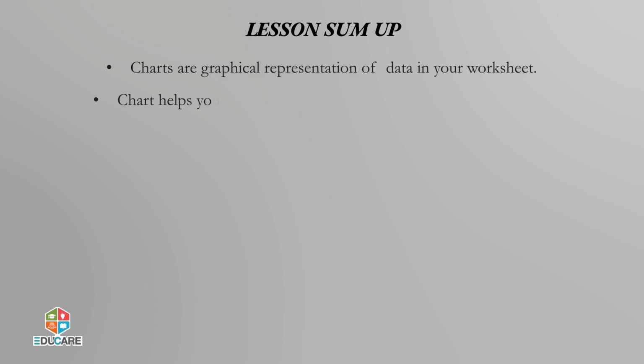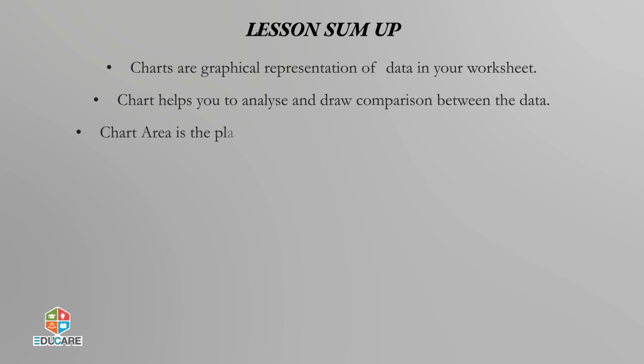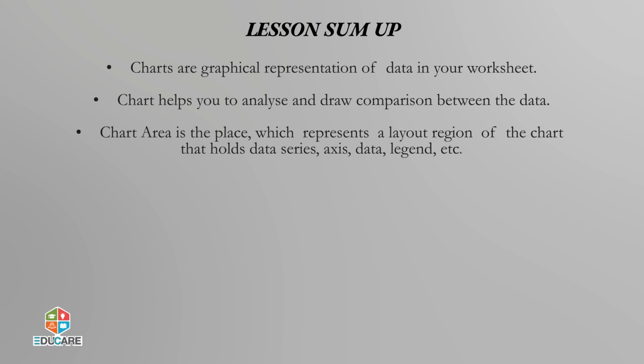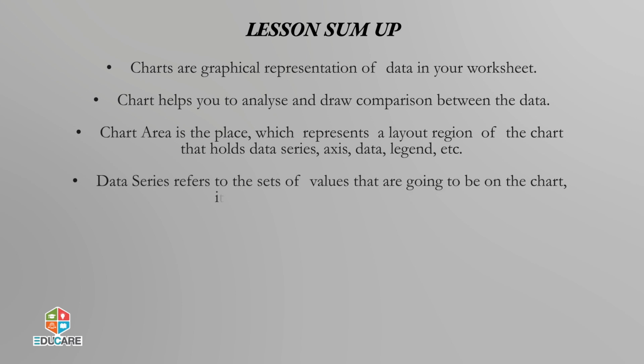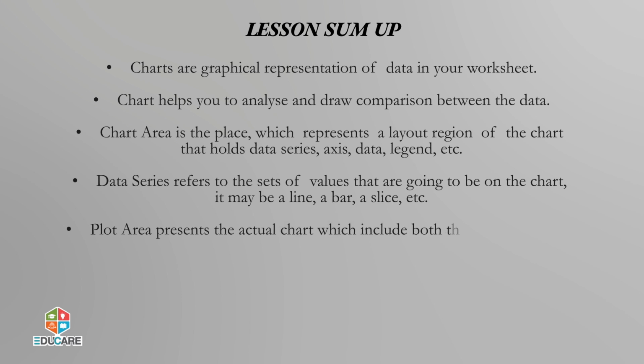Lesson sum up. Charts are graphical representation of data in your worksheet. Chart helps you to analyze and draw comparison between the data. Chart area is a place which represents a layout region of the chart that holds data series, axis, data, legend, etc. Data series refers to the sets of values that are going to be on the chart. It may be a line, a bar, a slice, etc. Plot area presents the actual chart which include both the axis, data labels, grid lines and data series. A sparkline is a very small line chart.